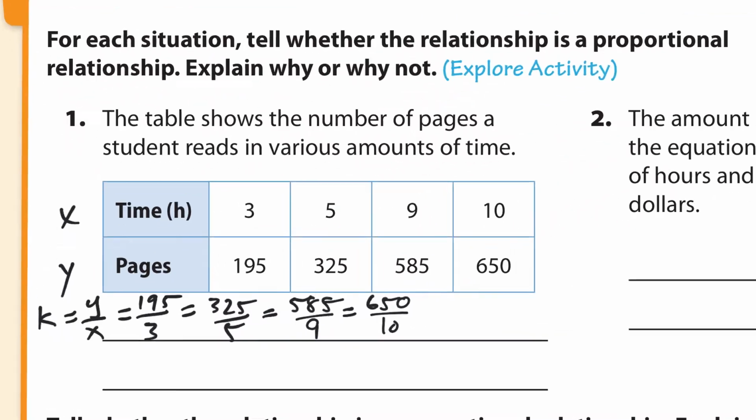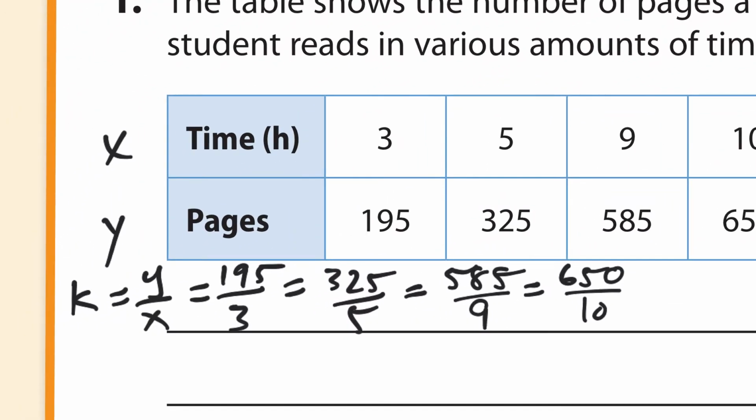Let me zoom in quite a bit here. So I'm going to do this in red. I know that 650 divided by 10 is 65. So if the rest of them are 65, then I'm in business. I have a calculator. You can't see me doing this, but I'm doing 195 divided by 3, and that is 65. It's looking good so far. 325 divided by 5 is, sure enough, 65, and 585 divided by 9 is 65. So the answer is definitely yes.